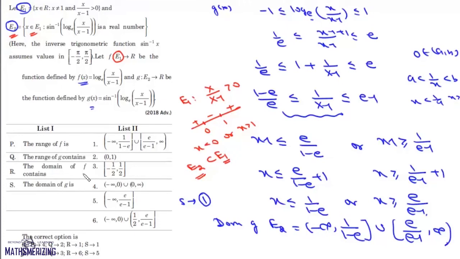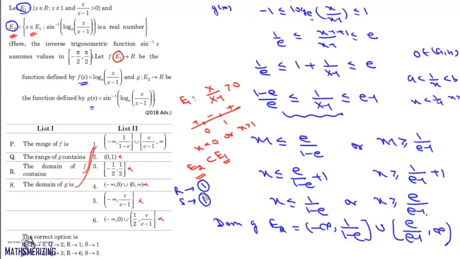That means this R also matches with 1. Now we look at all other options, which contain elements either less than 0 or greater than 1. So between 0 and 1, it is not possible. It contains elements between 0 and 1. It will also have elements between 0 and 1. Again, it's not possible, and this is also not possible. So this R matches only with S.